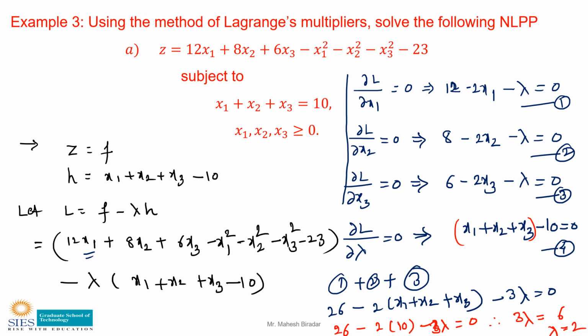Now you can use lambda equal to 2 in equation number 1, and you will get x1. Put lambda as 2 in equation number 2, you will get x2. And lambda as 2 in equation number 3, you will get x3. So if you substitute the value of lambda in 1, 2 and 3, we will get x1 equal to, you can do here, the part is very simple.